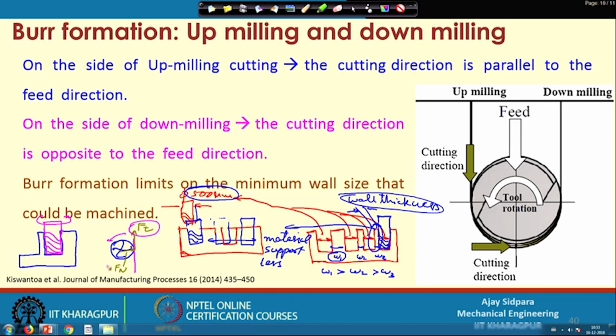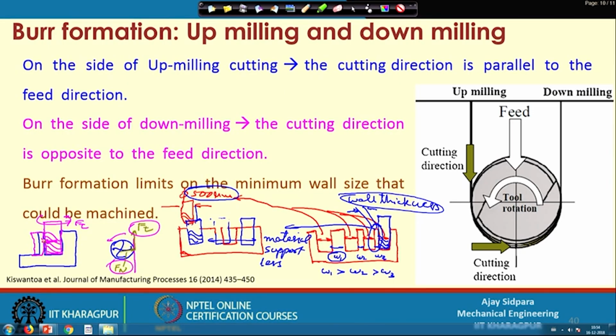When it is moving, at that time you will encounter this FT and FN. So, FN and FT will be, if you see from the top, this will be your FT. Because of this FN, when FN is exerting on this surface, this particular thickness of the wall is very less. So, it will actually bend. So, you may get this kind of thing, bending of this particular last wall, or where the wall thickness is very less, at that time you will encounter bending.